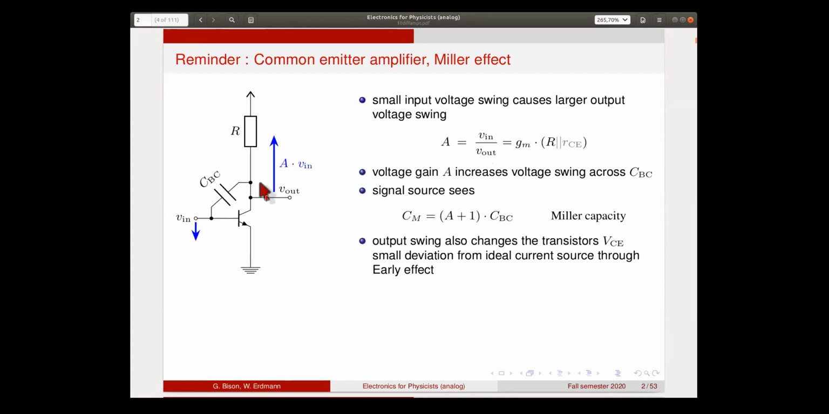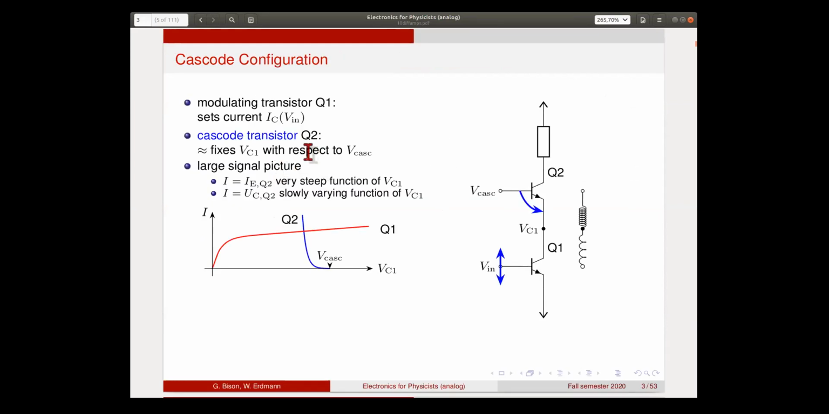Another effect that we have here is that the output swing, this is the output node, which is connected to the collector of the transistor, changes the collector-emitter voltage of this transistor. And through the Early effect, this also changes a little bit the output current here. So it's not an ideal current source, but there's also a small Early effect. Today we'll see a circuit that avoids both of these effects, the so-called cascode.